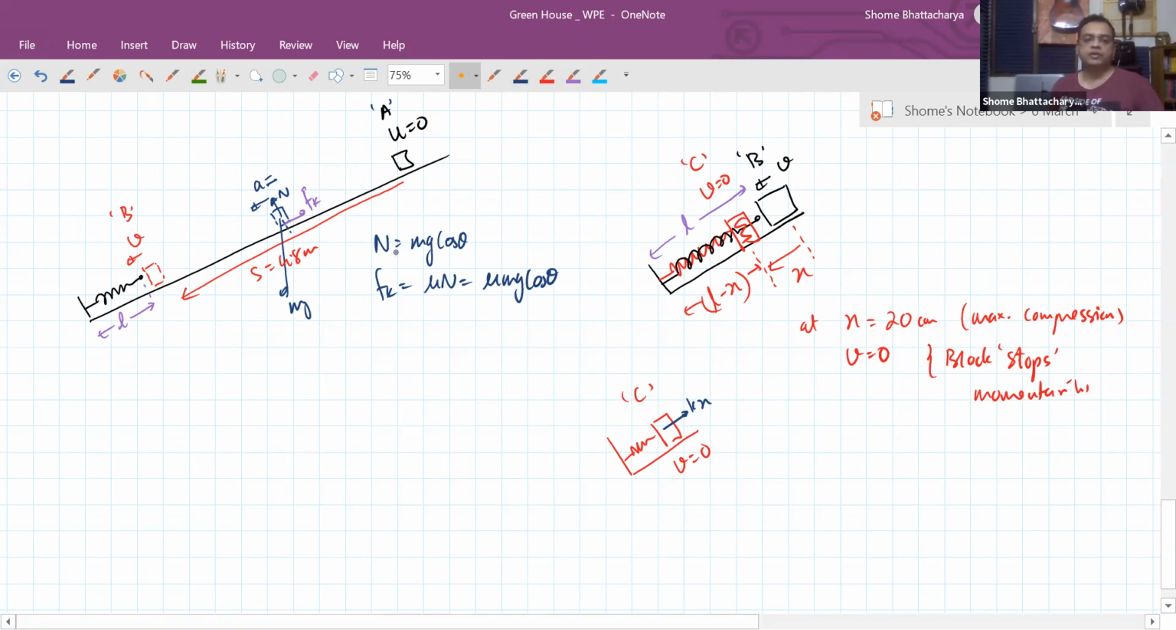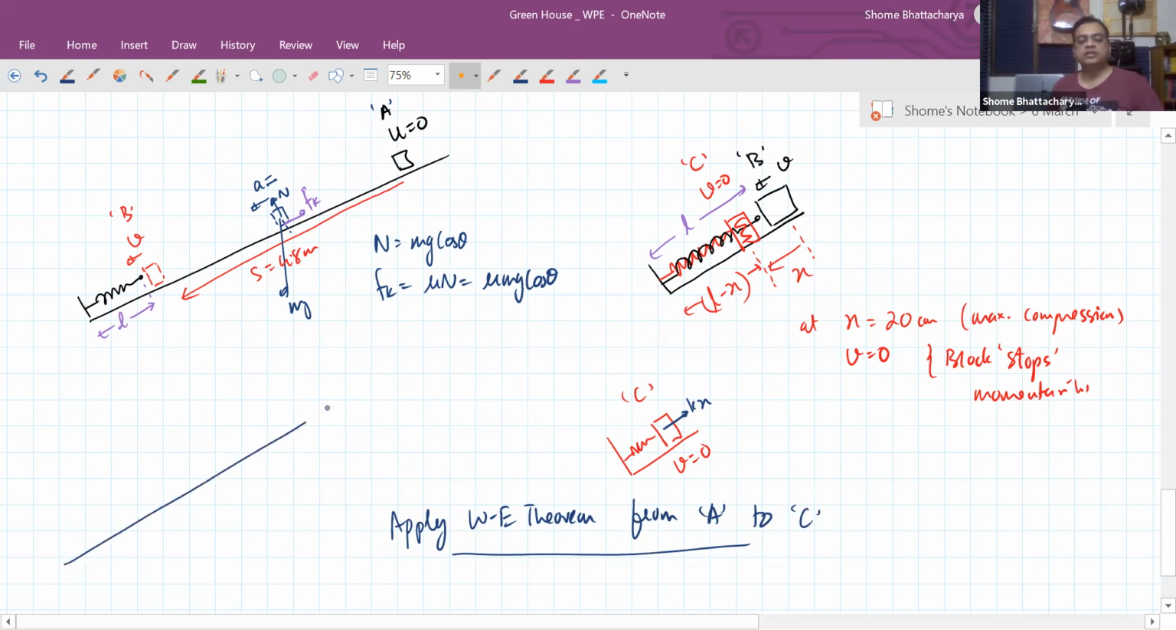So what we will do is apply the work energy theorem from A to C, not A to B, but A to C. If you look at the system from A right up to the state C, where the spring has maximum compression.